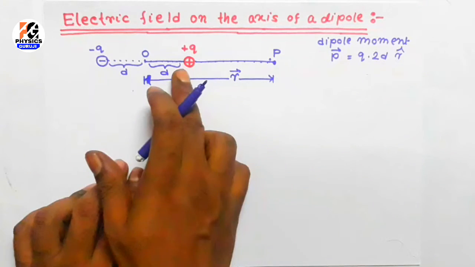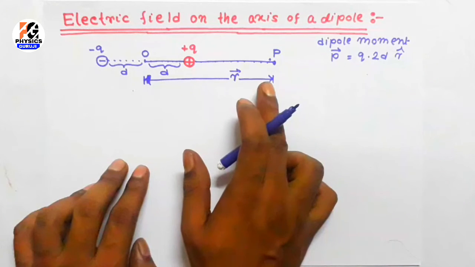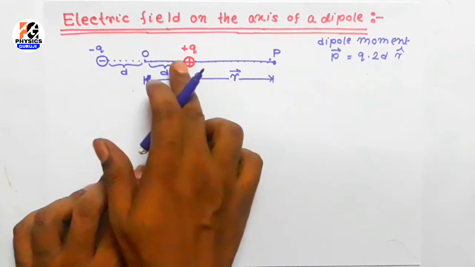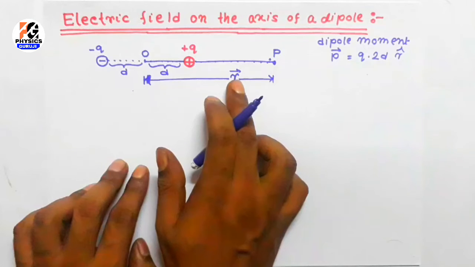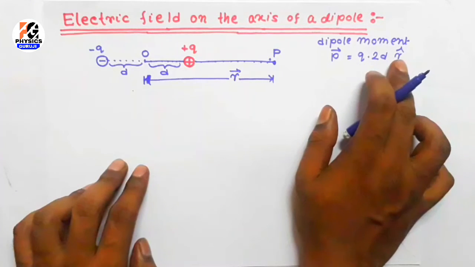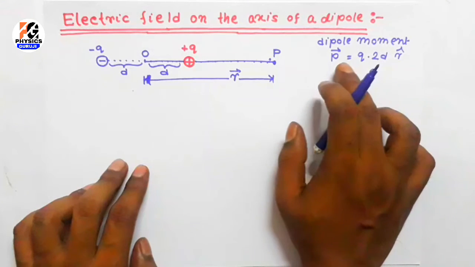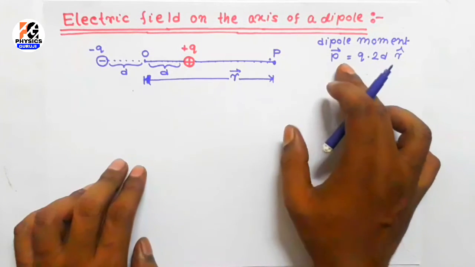As I have taken r in this direction, the direction of the dipole moment and the direction of r is the same, so I have taken r cap as the unit vector multiplied with its magnitude, so it gives the vector form of dipole moment p.